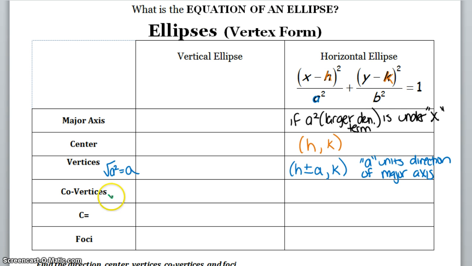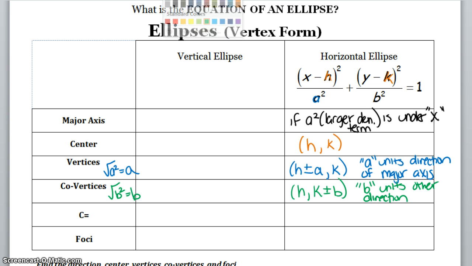Similar, the co-vertices come from taking the square root of b squared. So if I start at my center and move b units the other direction, so vertical, I'm going to take h and then k and add and subtract b. So again, thinking about the graph, I basically want to go b units the other direction.